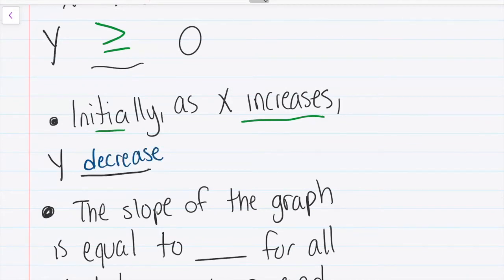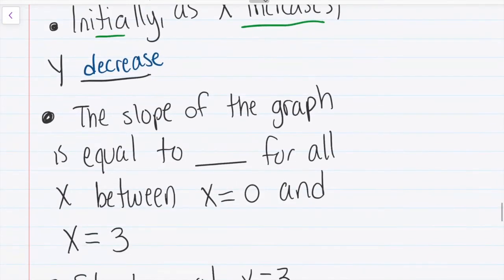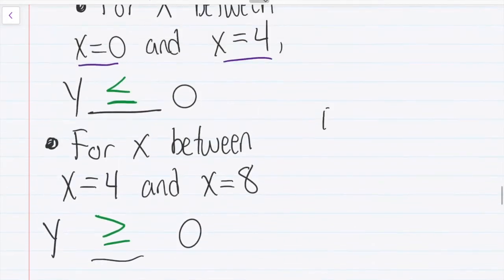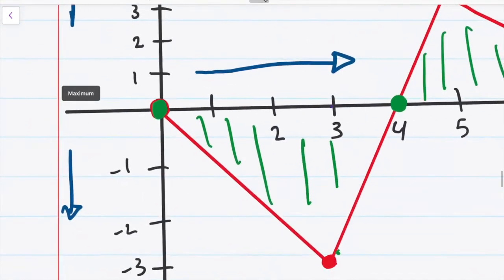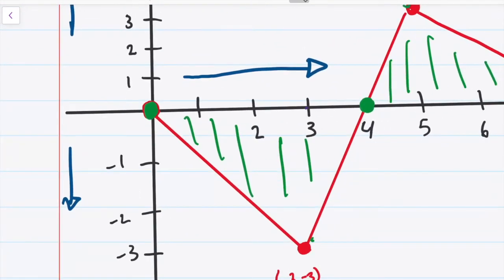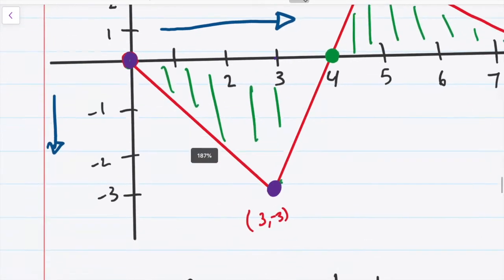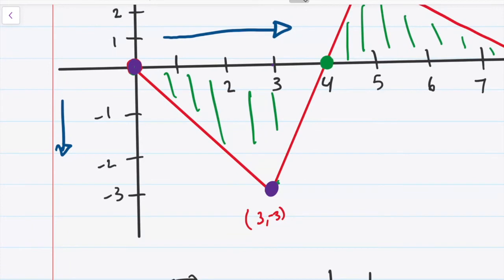The slope of the graph is equal to blank for all x between 0 and 3. Now we're talking about slope. Between 0 and 3, where are we? Between 0 and 3 is right there. Now, do you remember slope? Let's go back to 8th grade. Slope is considered the rise over the run.